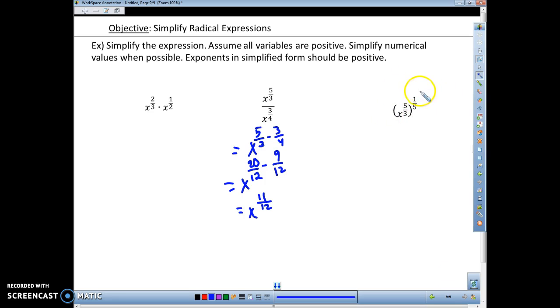The next one that we have here is just the power of a power rule. So I have x, and I'm going to go ahead and distribute this. So I have 5/3 multiplying times 1/5. 5 times 1 is 5. 3 times 5 is 15. And 5/15 reduces to 1/3. So I have x to the 1/3 power, or the cube root of x.